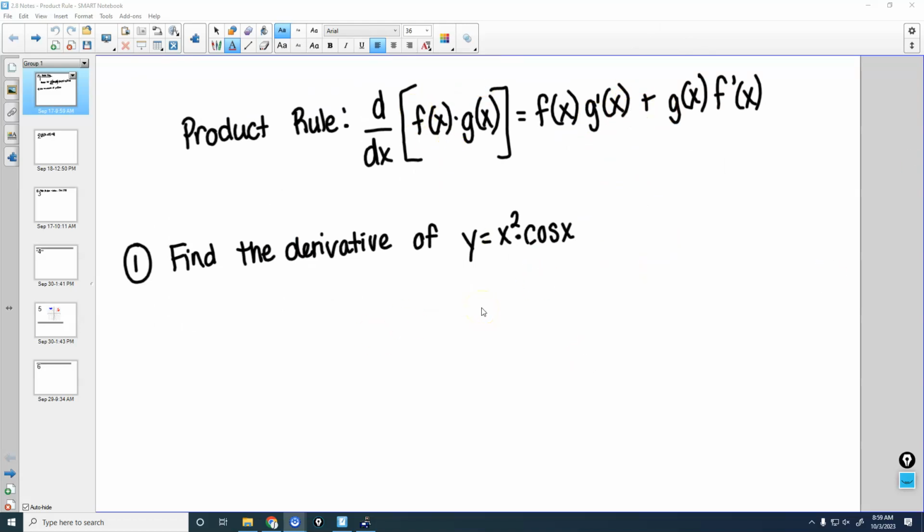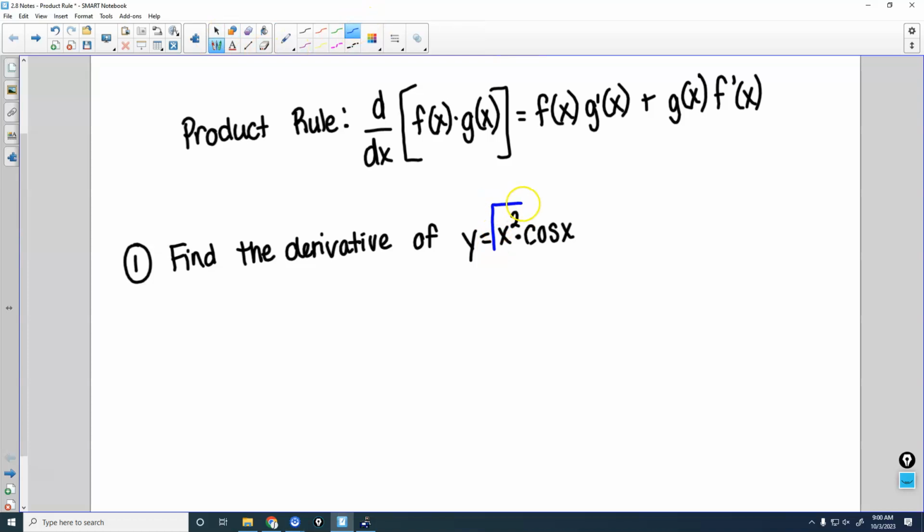So if I'm asked to find the derivative of x squared times cosine x, I have one expression right here and a second one right here, and those two things are multiplied together. Both of those expressions have x's. If this was 2 times cosine x, then I don't have to use the product rule. I could, but I don't have to because 2 is just a scalar multiple, right?